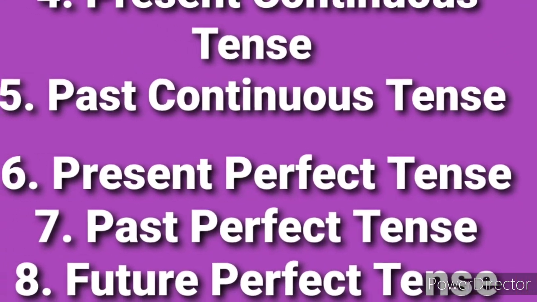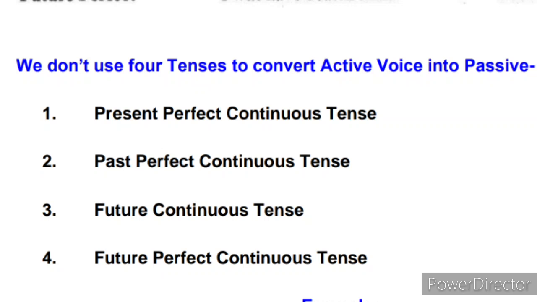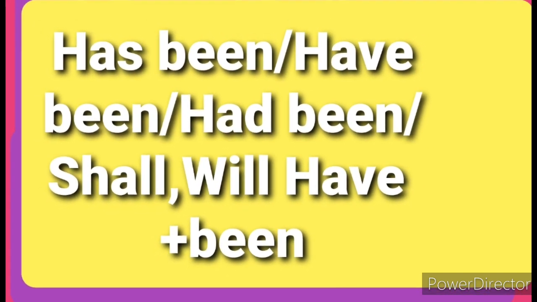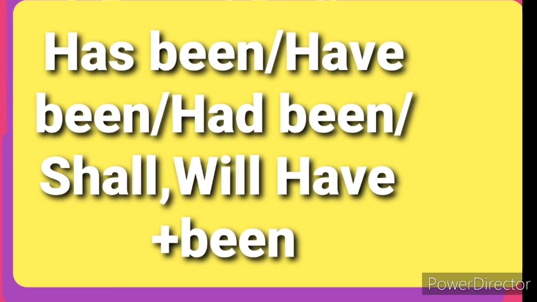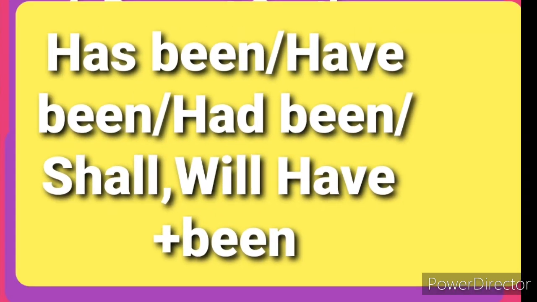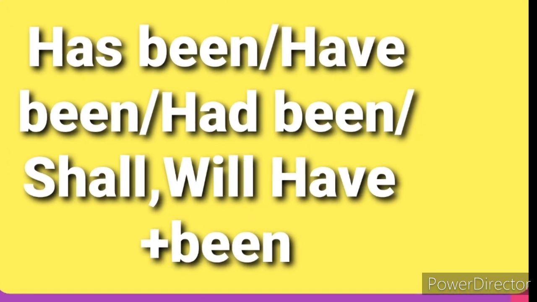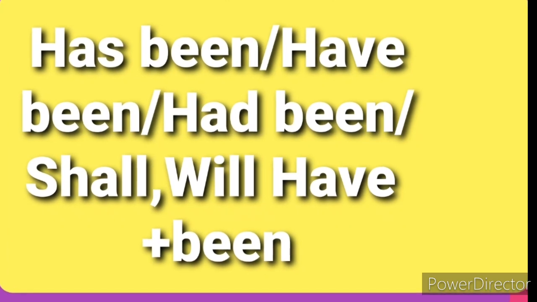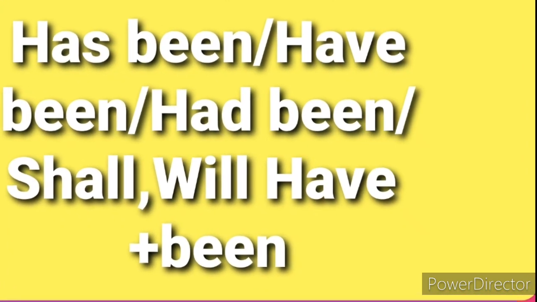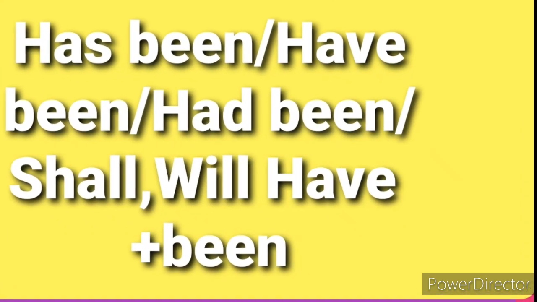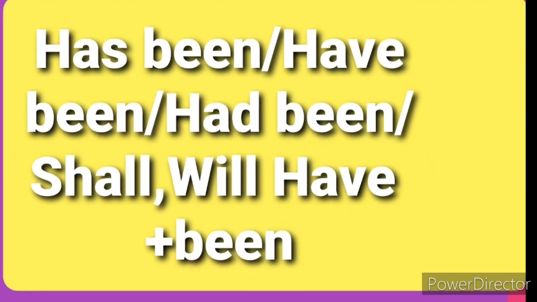So let us learn how to change all these 3 forms of the perfect tenses, means sentences of the present perfect tense, the past perfect tense and the future perfect tense. Suppose the sentence is: a letter has been written by you, or a letter had been written by you, or a letter will have been written by you. So how to convert it? Just follow all the 3 steps.